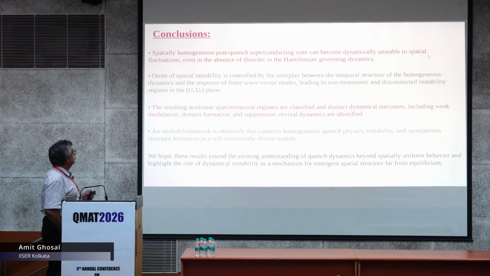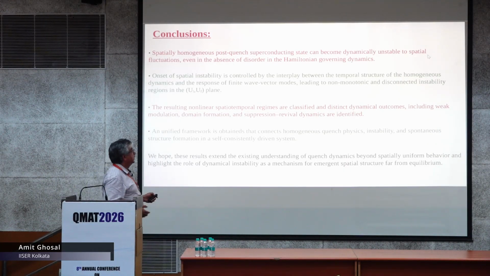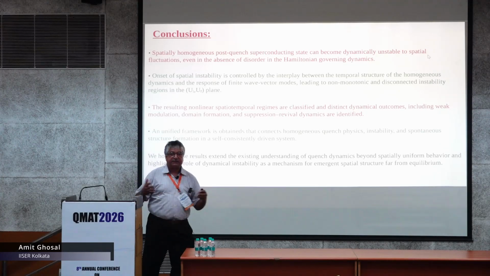So a spatially homogeneous post-quench superconducting state can become dynamically unstable to spatial fluctuation even in the absence of disorder in the Hamiltonian that is governing the dynamics. That's the main message.